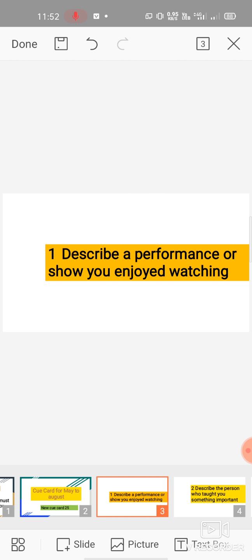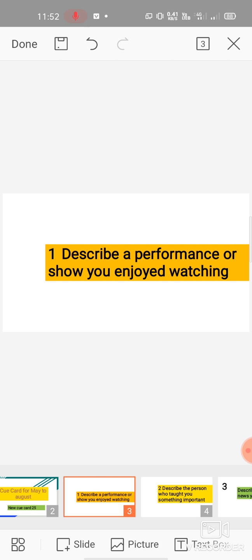So you can describe a performance or show you enjoyed watching. You can describe where it was and why you think that you enjoyed it a lot at that time. You can describe your whole cue card in about 8 to 10 sentences.